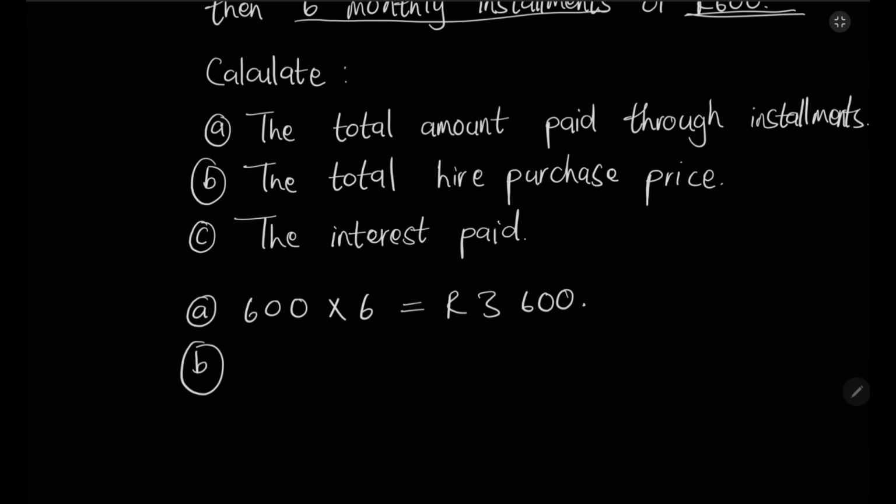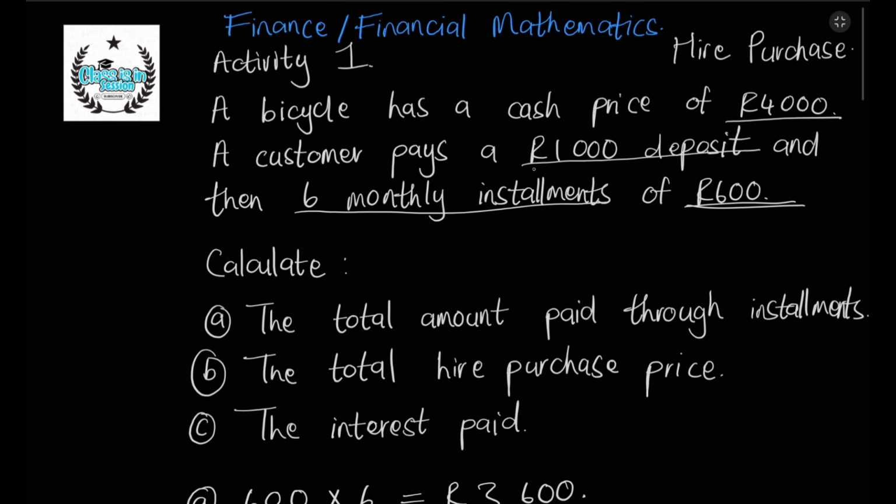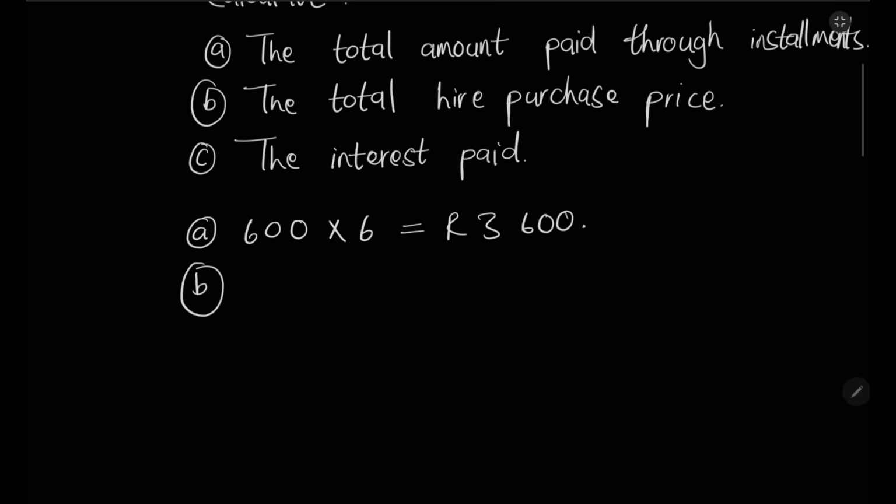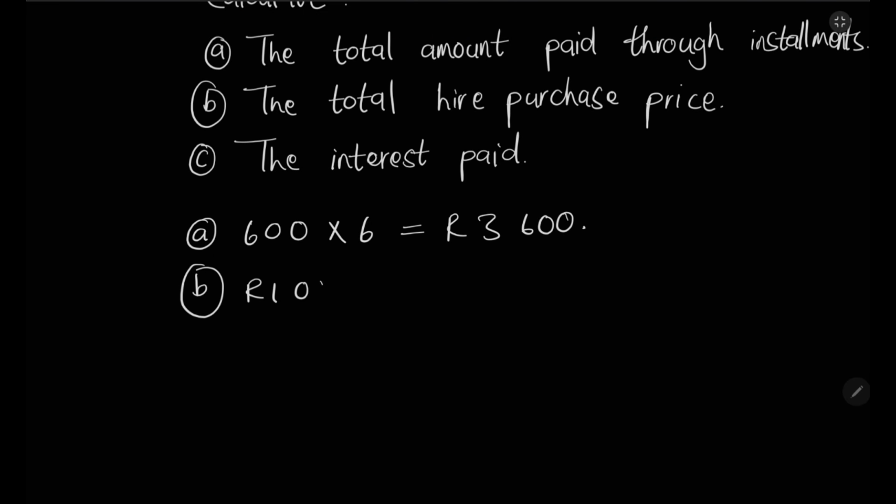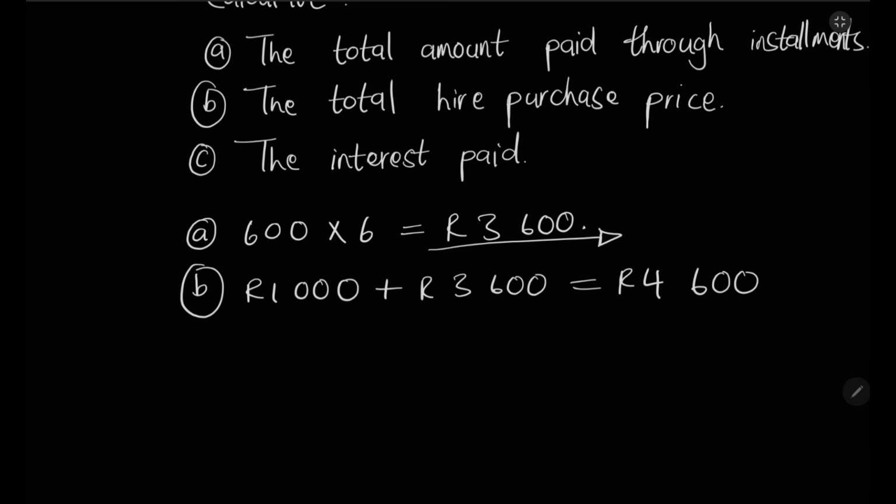Now let's move to B. B says the total higher purchase price. What is the formula again? You have to take our deposit and then add our total installments. That will give us the total higher purchase price. Let's check what is our deposit. 1,000 Rand deposit. So you have to take that 1,000 Rand plus the total installments, which is 3,600 Rands. 1,000 plus 3,600 Rands is 4,600 Rand. We are done with B.